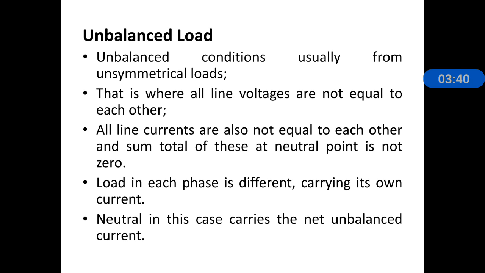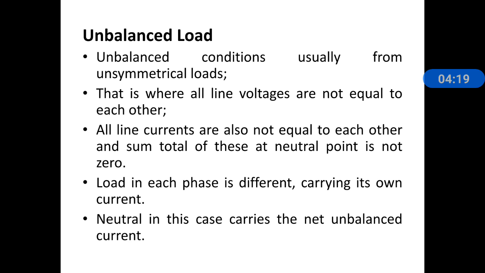All line currents are also not equal to each other, and the sum total of these at the neutral point is not 0. In this unbalanced condition, the algebraic sum of the three currents is not equal to 0. So there is a neutral current. Load in each phase is different, carrying its own current. Neutral in this case carries the net unbalanced current. So unbalanced current is passing through neutral to earth. So the neutral wire carries current in the unbalanced condition.